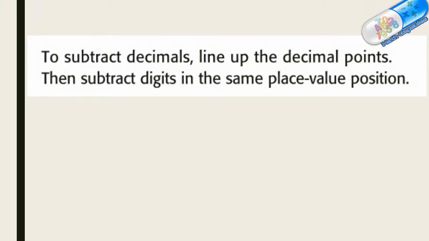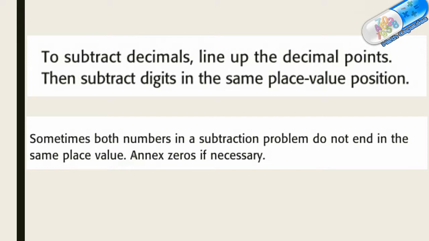Now to subtract decimals, we just do like what we did in the addition. We line up the decimal points, then subtract digits in the same place value position. Sometimes both numbers in a subtraction problem do not end in the same place value, so we can annex zeros.